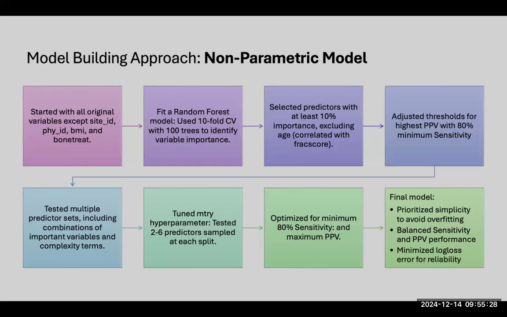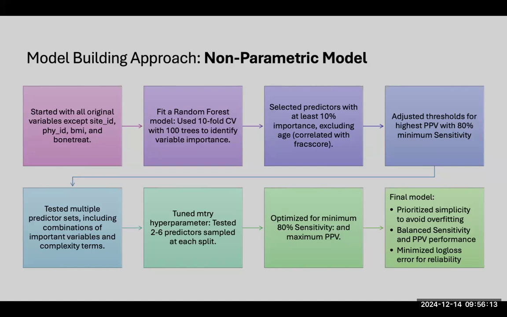The next was the non-parametric model. So I started with all the original variables except site ID, physician ID, BMI, and bone treat. I fit a random forest model using tenfold cross-validation with 100 trees, and I use that to identify variable importance. I selected predictors with at least 10% importance, excluding age, which was highly correlated with a FRAX score. Again, the same threshold adjustment to reach an 80% sensitivity and high PPV. I tested multiple predictor sets, including combinations of the important variables and complexity terms.